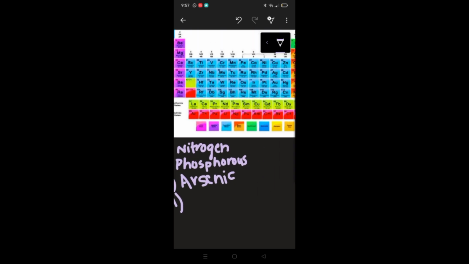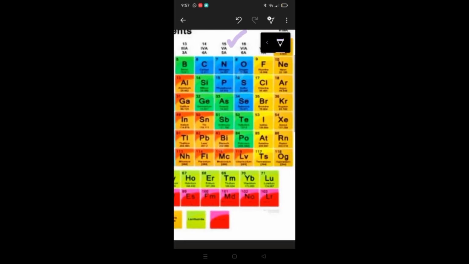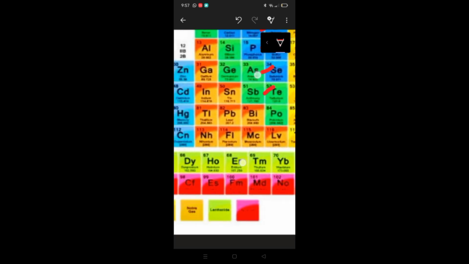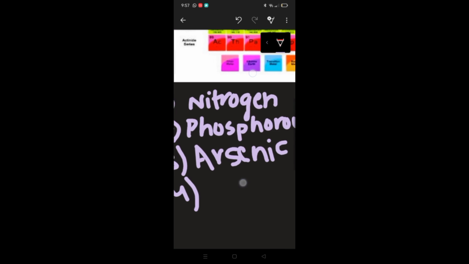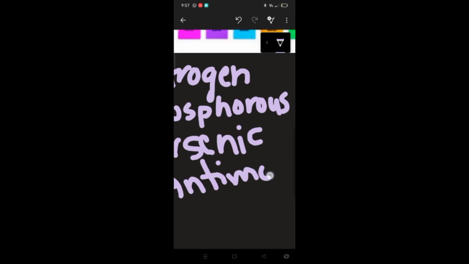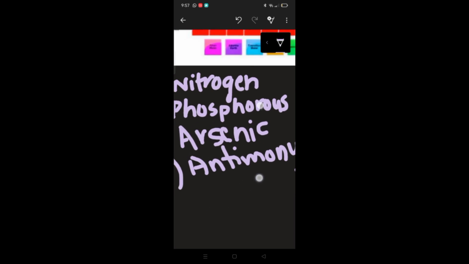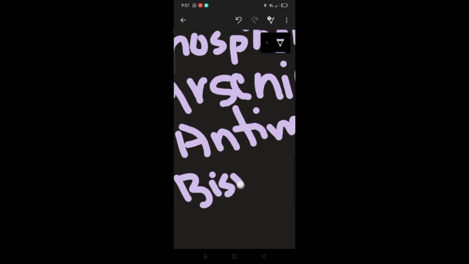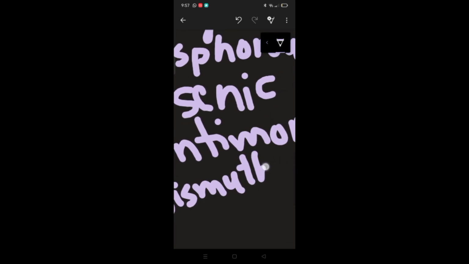Fourth, as you can see here, we have antimony. Let me change the color. Nitrogen, phosphorus, arsenic, and now we have antimony. Fifth we have bismuth. And the last element of this group is moscovium.